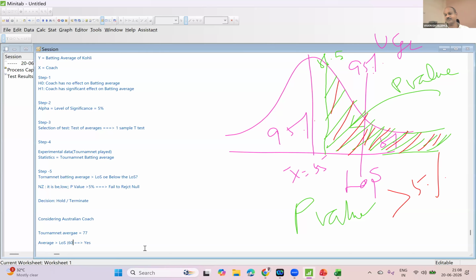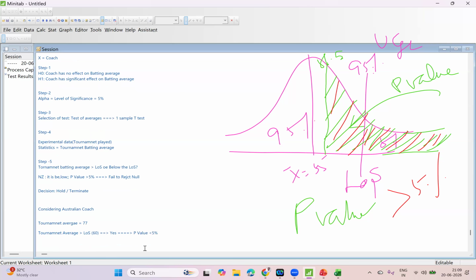How do we know? This is the upper confidence limit. And there are formulas available to find out the upper confidence limit, but I don't want to load you with so many formulas. Upper confidence limit is 60, but the tournament average is found to be above the line of significance. In this situation, you already understood the concept. The p-value will be less than 5%. So in this situation, what should you do? Reject the null. Very good.